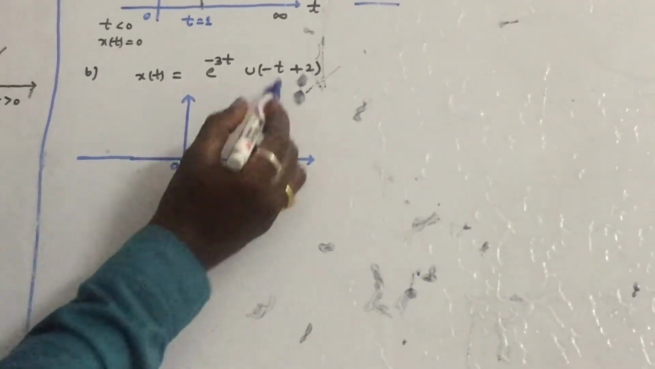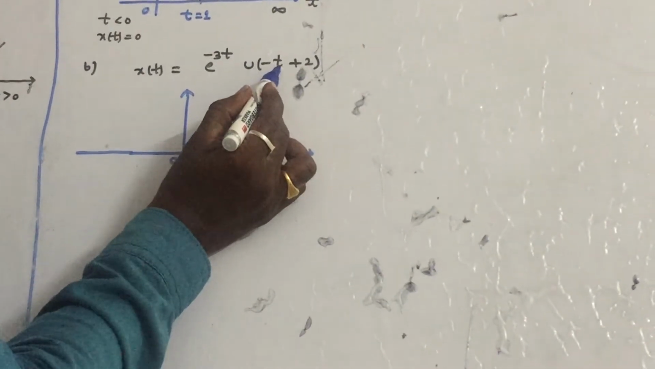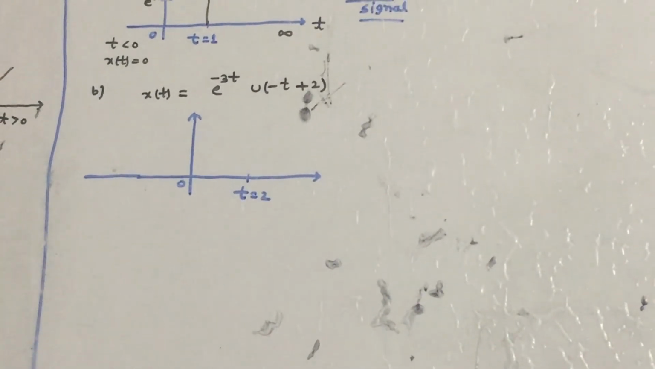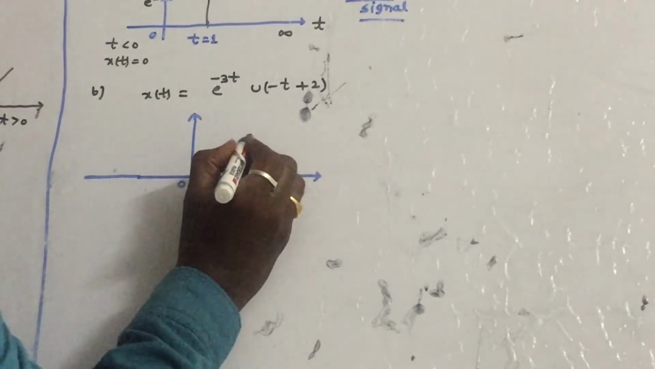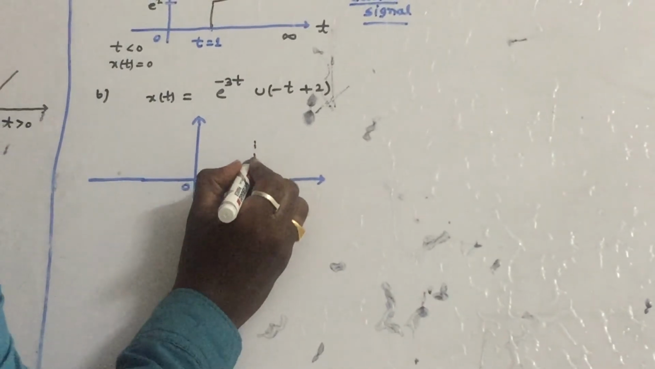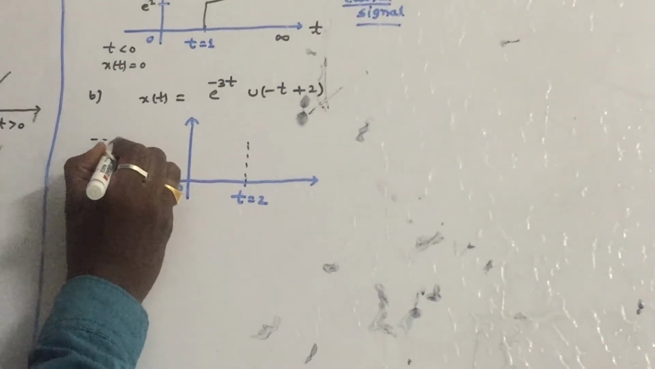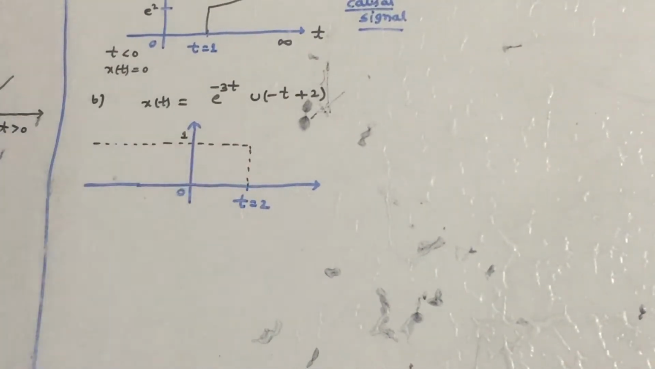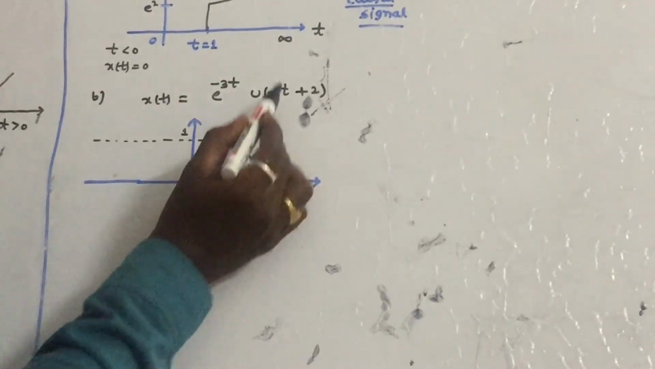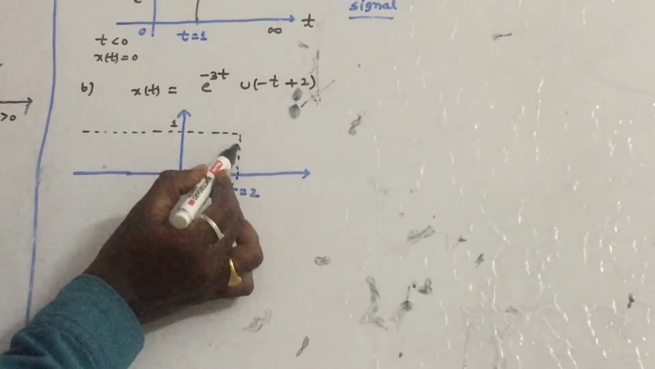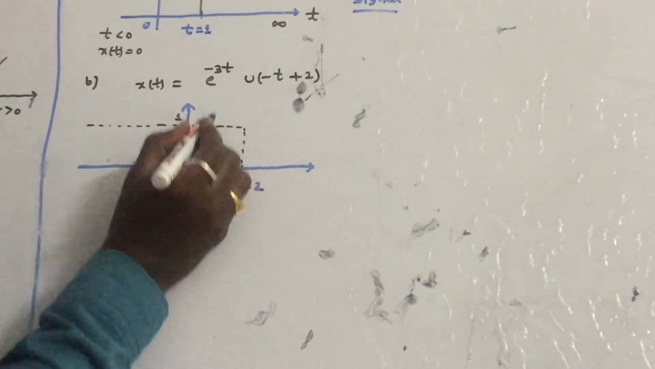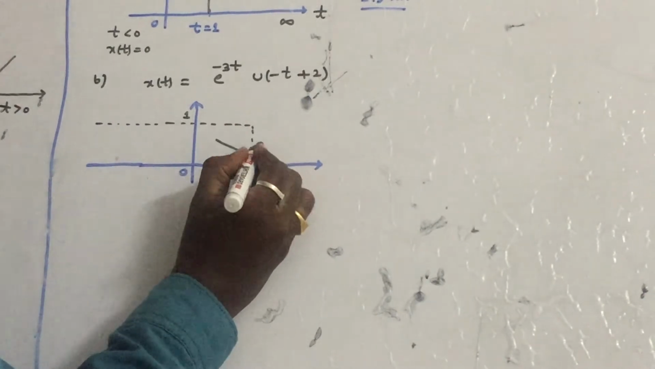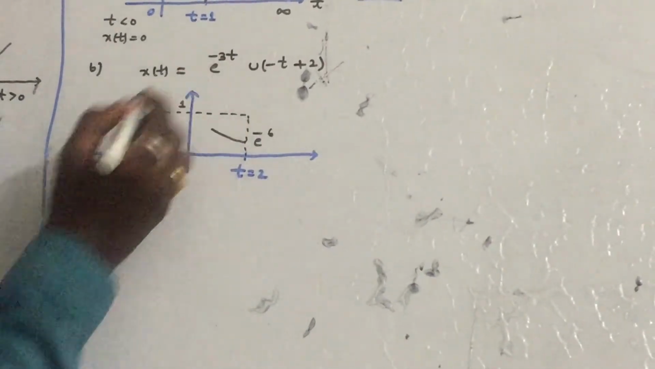It is a time reversal unit step signal, u of minus t. This signal starts at t is equal to 2, so this signal will be towards the left side with amplitude 1. At t is equal to 2, if you substitute, what is the signal amplitude? e power minus 6, which is almost 0. So this amplitude is e power minus 6 at t is equal to 2.